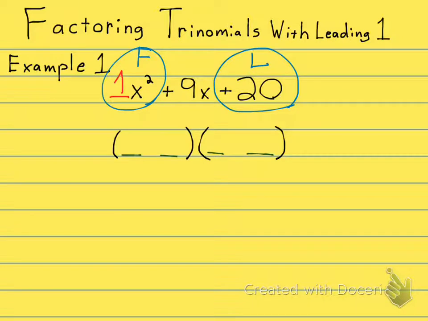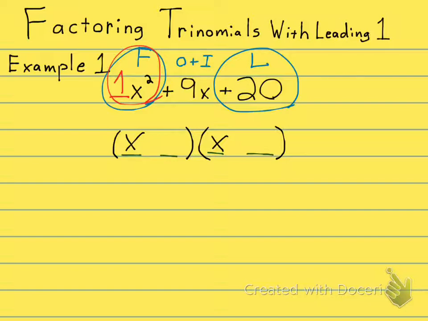This middle term is a combination of the outer plus the inner. Okay, it spells FOIL. Foil, that's right. Okay, so let's take a look. If I'm looking at the first two, what two things multiply to give me x squared? That's going to be x times x. Whenever your leading coefficient is 1, it's always going to be x times x.